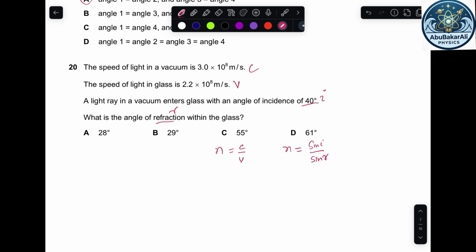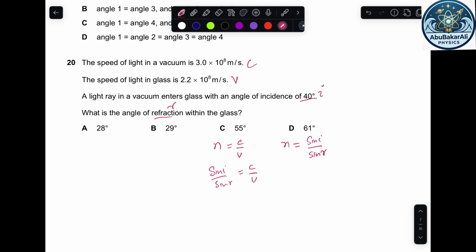Okay, so we can compare both of them. We can write it down like sine of I over sine of R can be written as C by V. We have to find V, so we have to rearrange this, or you can solve it first. Cross multiplying, sine R is equal to V multiplied by sine I divided by C.